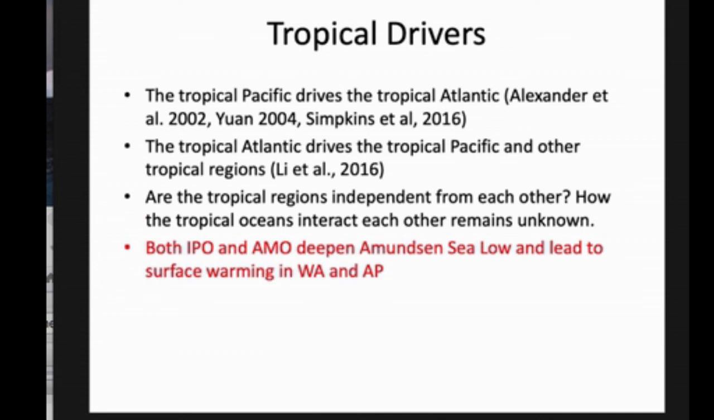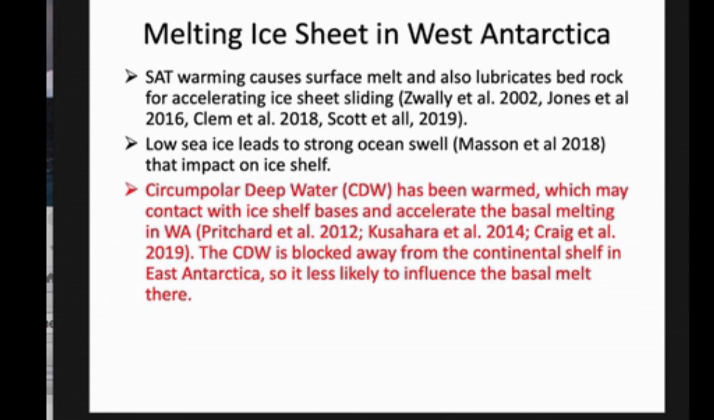So, tropical driver. Right now, we have multiple people saying the tropical Pacific drives the tropical Atlantic. Some people say the tropical Atlantic drives the tropical Pacific. But the bottom line is the last paper by Lee is saying the IPO also produced that shape of the Amundsen Sea low. So both IPO and AMO deepen the Amundsen Sea low and lead to surface warming. This is one answer to why it's isolated. The change is isolated in West Antarctica.